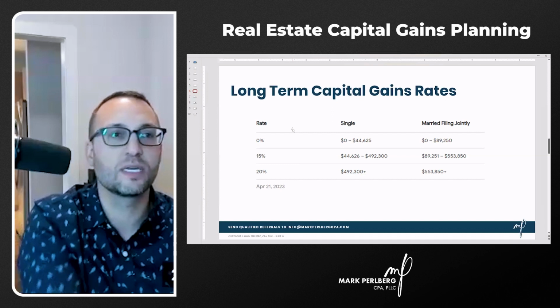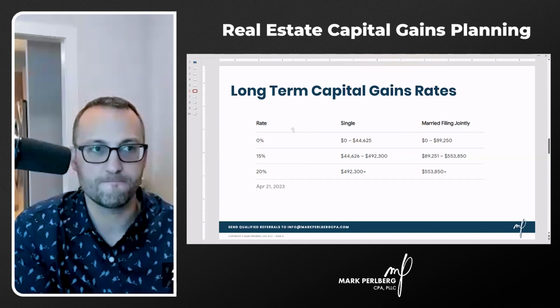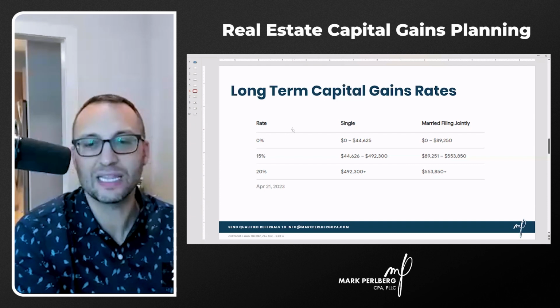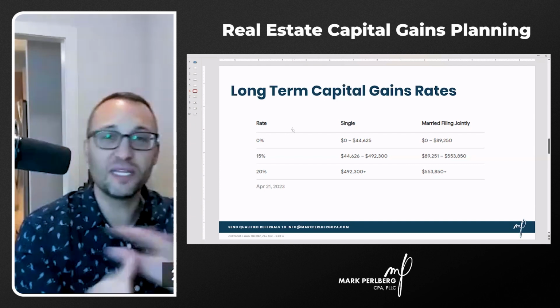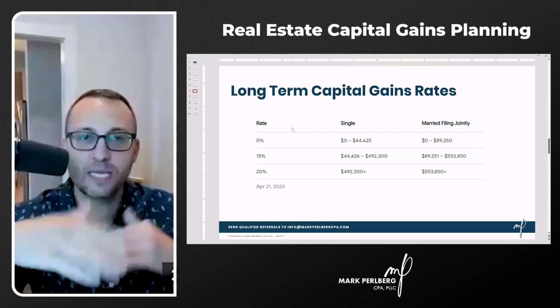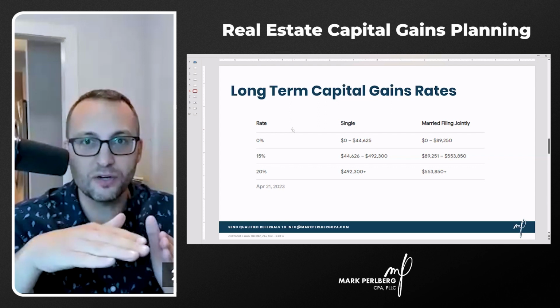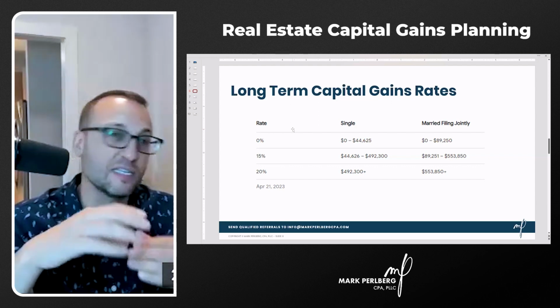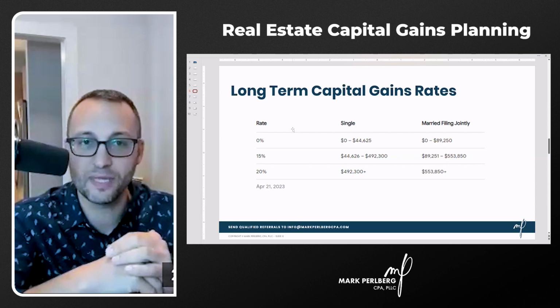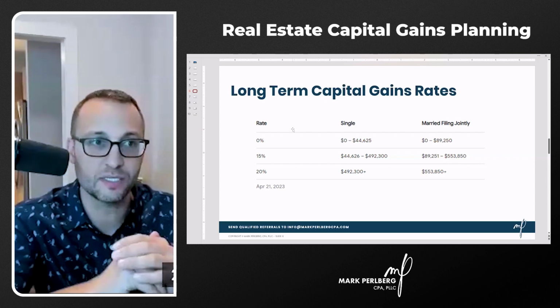So let's look here at the long-term capital gains rates. And there's a lot of planning that a lot of accountants completely miss out on in considering the long-term capital gains rates. There are strategies we'll talk about later where you can actually drive clients into the $0 long-term capital gains rate, simplify your tax planning, and eliminate the taxes.